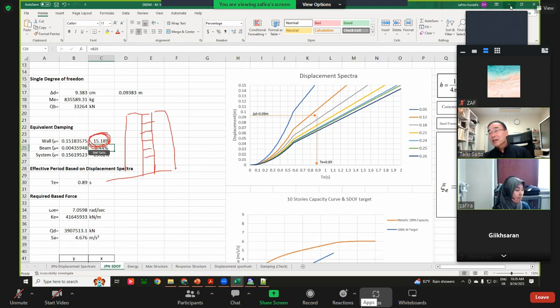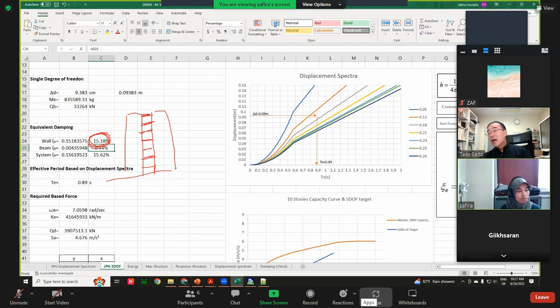I understand. We want to see the damper dissipate more energy than the wall. They should contribute to the building behavior, but if you increase the thickness of the wall, this contribution will be smaller.